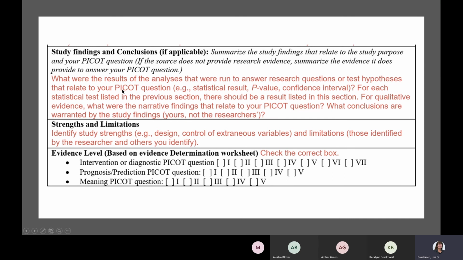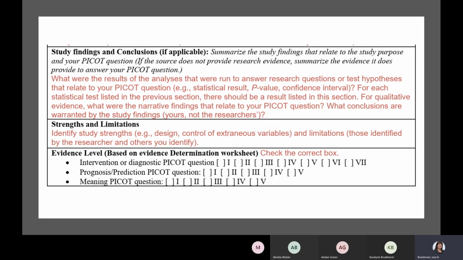Okay, so you should ask yourself, what were the results of the analyses that were run to answer research questions or test hypotheses that relate to your PICO question? And you want to provide the statistical result, the p-value, and hopefully the researchers reported a confidence interval or some other comparable measure, maybe an odds ratio or something like that, and maybe effect size values as well. So you should include that information here. And then for each statistical test that you've listed in the previous section, there should be a result listed in this section.